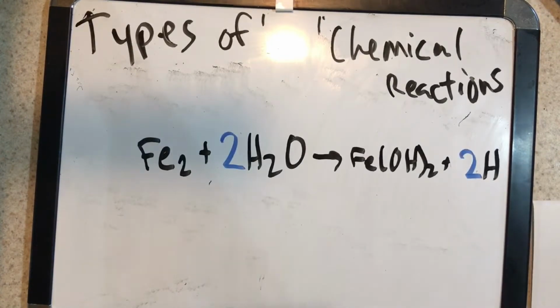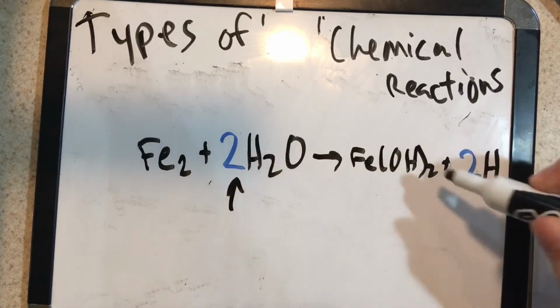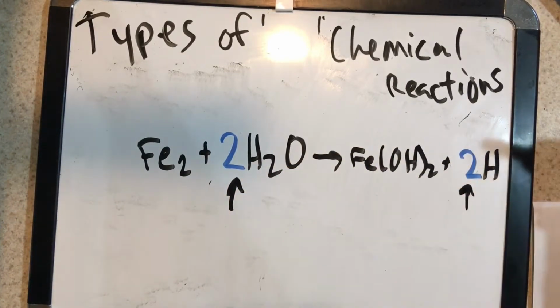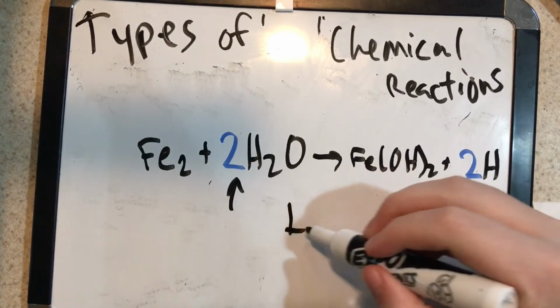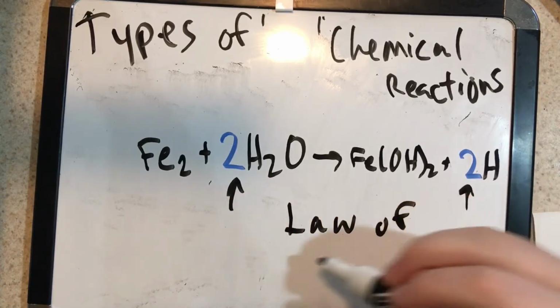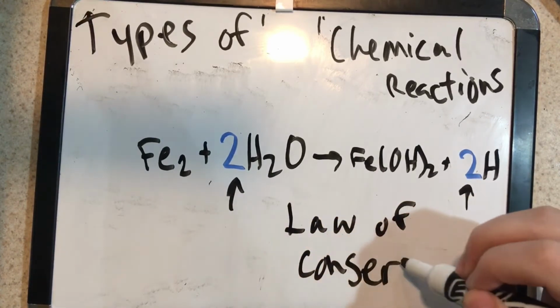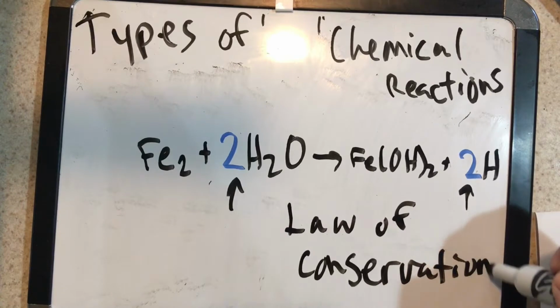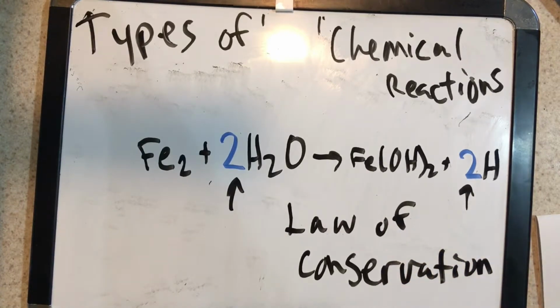Throughout the video, you may have noticed some numbers in front of reactants and products. What this indicates is how much of each reactant or product you need to obey the law of conservation. And the law of conservation is the fact that all matter cannot be created or destroyed. So if you start with a certain amount, you must end up with that certain amount also. You can't just create or destroy matter at any point in time.